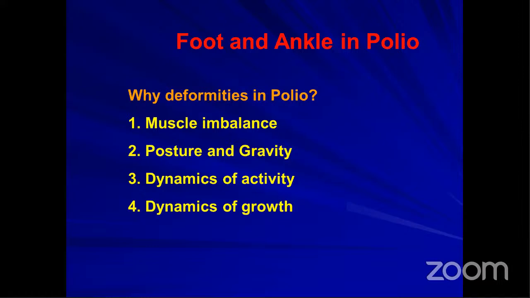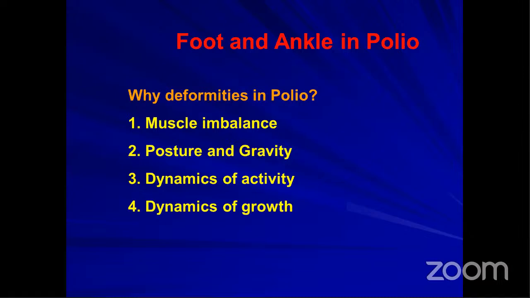Then the dynamics of activity. What do you mean by that? The classical example is the calcaneus foot. I'll come to that when we talk about the calcaneus foot. The next thing is dynamics of growth. So you have paralyzed muscles which do not have the normal sarcomere. The sarcomeres are replaced by atrophic fibrotic muscle, which is not elastic like the normal muscles. And when the bone grows normally, the fibrotic muscles being inelastic do not keep pace with the bone growth as the normal muscle. So the dynamics of the normal growth of the skeletal system contributes to your deformity.